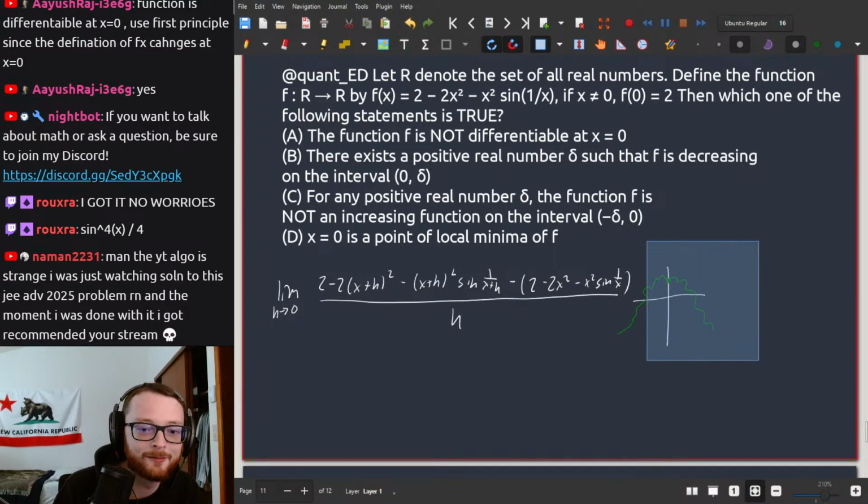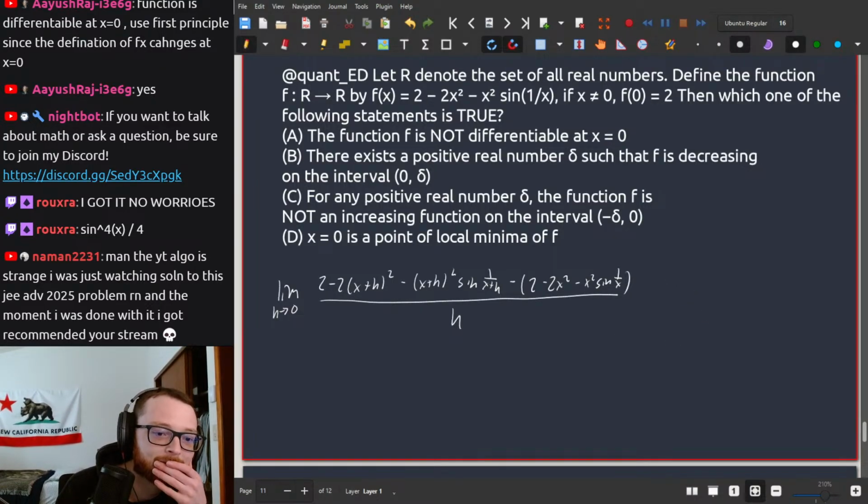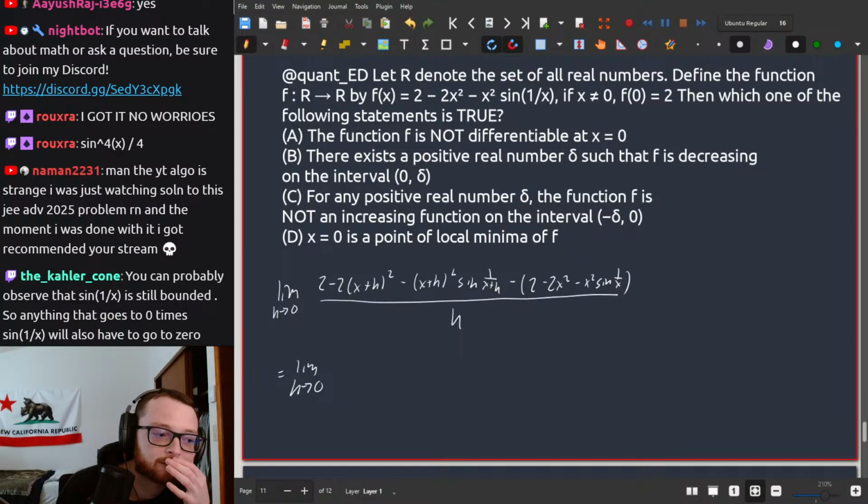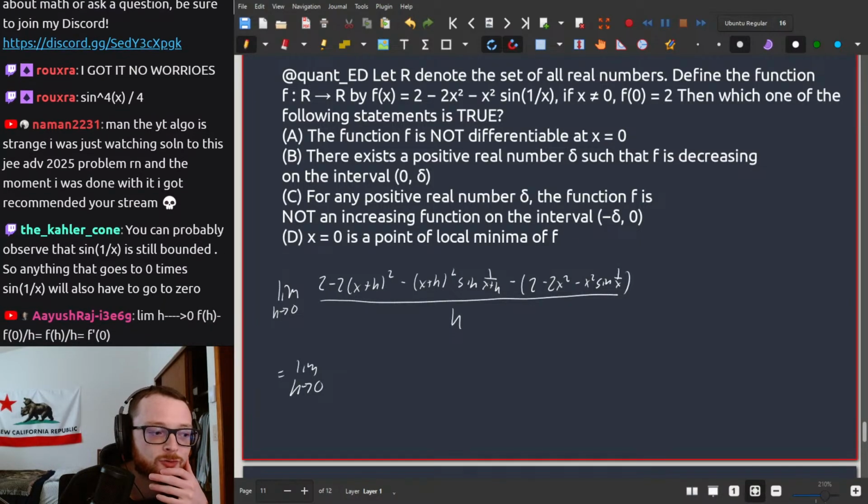Oh, that's funny, Naman. Yeah, I do change my mind. I do think it's differentiable at x equals 0. It is a multiple choice question. We don't technically have to justify it.